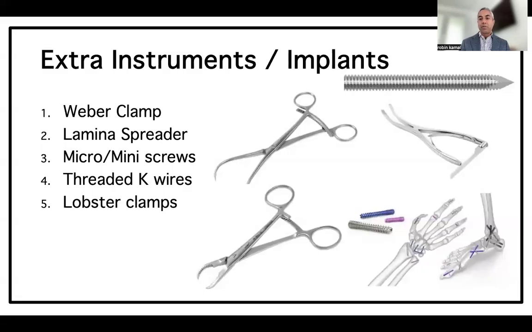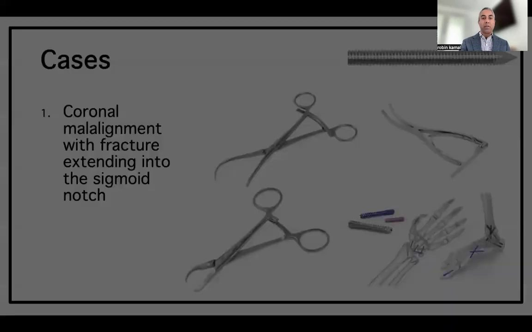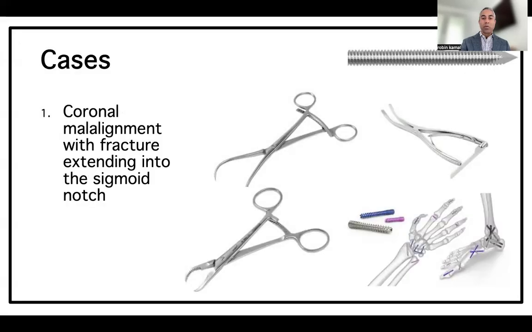I'll go through just a couple of principles and some extra instruments I always have around. So a Weber clamp, a lamina spreader, any type of micro or mini screws, both headless and headed, threaded K-wires, and a lobster clamp are sort of required for me when I approach these. So we'll go through some examples.